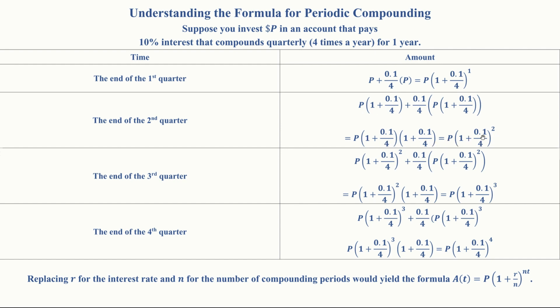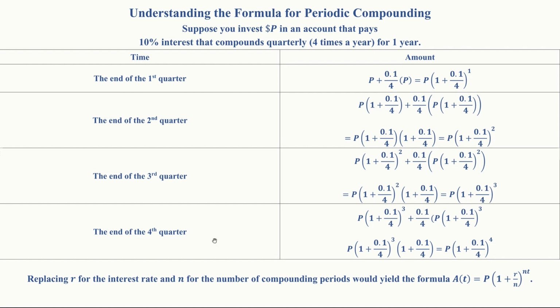So that becomes 1 plus 0.1 over 4 squared. Now, this is the end of the second quarter, which means the beginning of the third quarter, right? So now they're going to pay you interest on this amount. So you're going to start with this, and then you're going to again take 0.1 over 4 and multiply it by that amount. So again, we're going to factor out this expression, which is common to both terms, and that leaves us 1 from here plus 0.1 over 4 from there. So we end up with the original P times 1 plus 0.1 over 4 cubed.